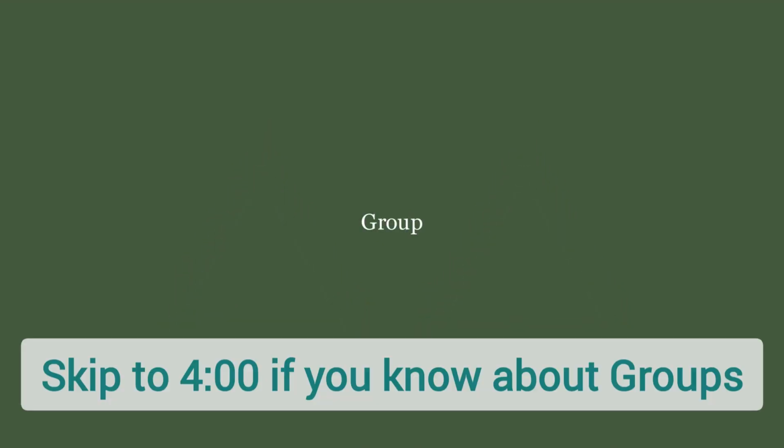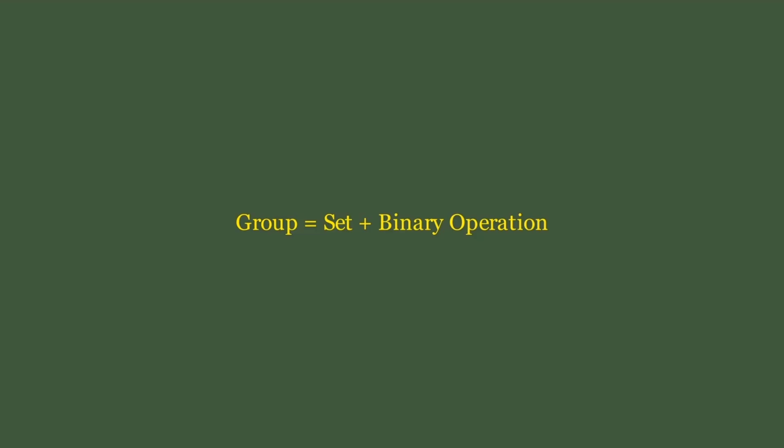Now, before moving forward, let's understand the basic meaning of a group. A group is a set which has a binary operation defined on it. Now, let's understand the meaning of both the terms. A set is a collection of elements. For example, the set of natural numbers N is the collection of numbers 1, 2, 3, and so on.